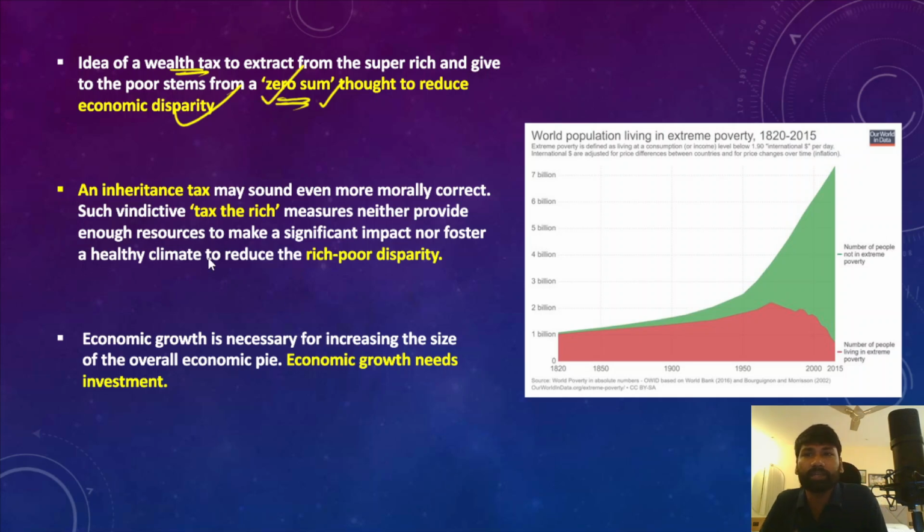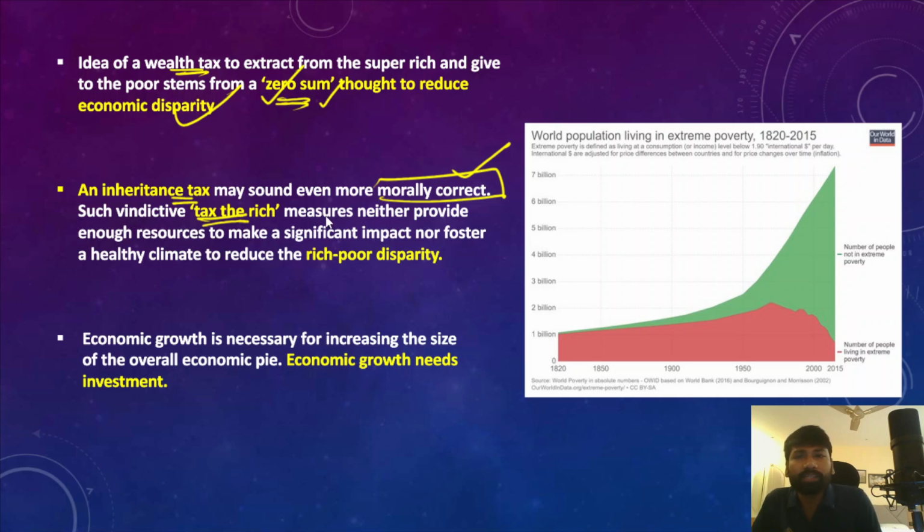And in fact, there are also demands for imposing an inheritance tax. For example, one person inherits property from his or her father or ancestors. The inheritance tax to some extent also seems morally correct. It taxes the rich because they are inheriting a huge property that is not their own. So it sounds morally correct.